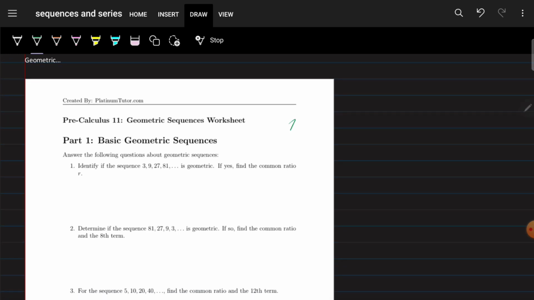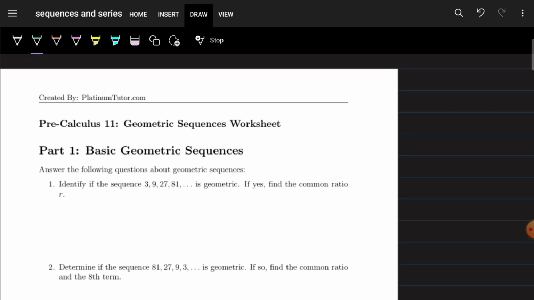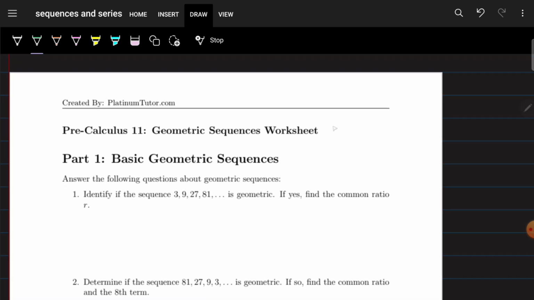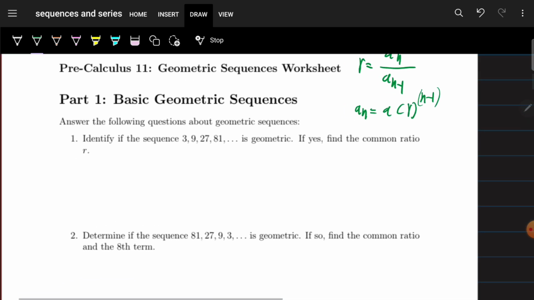I want to start by first writing out two of the formulas that we will need, actually the only two that we will need, and these are the ones that we went over in the last video. First of all, the common ratio is a_n over a_(n-1). So to find the common ratio, we take any term and we divide it by the previous term. And the nth term in a geometric sequence is a, the first term, times r to the power of n minus 1. Okay, let's go over these problems now.